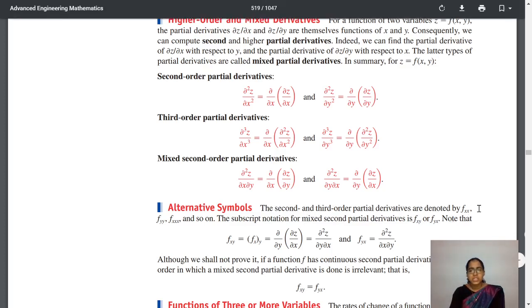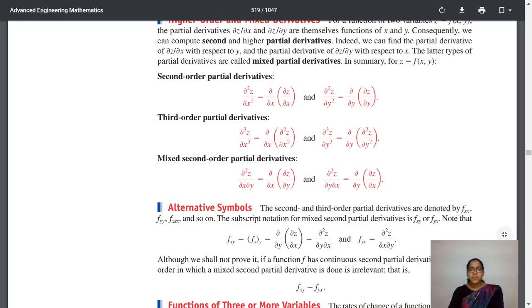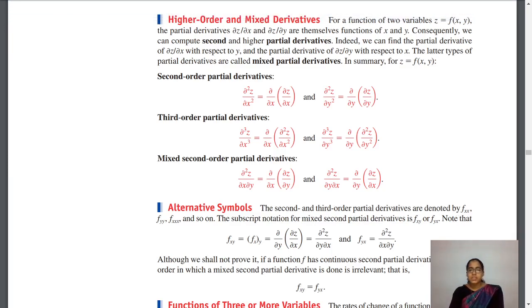Now, like we did with the first order partial derivatives, the second order and third order partial derivatives are denoted by f xx, f xxx, and so on. And for mixed partial derivatives, what do we have? We have f xy. That is, the first term is x. So what is it? It is dou by dou y of dou z by dou x. The first one, that is f x, is the portion which will be in the bracket. That is, we have to partially differentiate dou z by dou x with respect to y. And what will be f yx? f yx will be none other than dou by dou x of dou z by dou y. Okay, just keep that in mind.